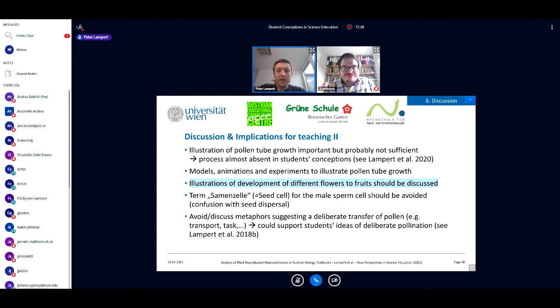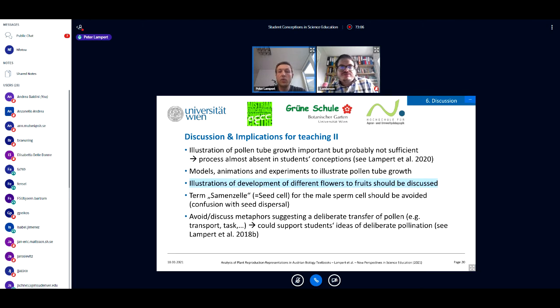And another aspect is this pollen tube growth I explained before. This process is quite fascinating and it's included in all books, but we can't find it in students' conceptions. So definitely there's a need to improve teaching about this phenomenon, because it's fascinating, it's important, but we cannot find it in students' conceptions.